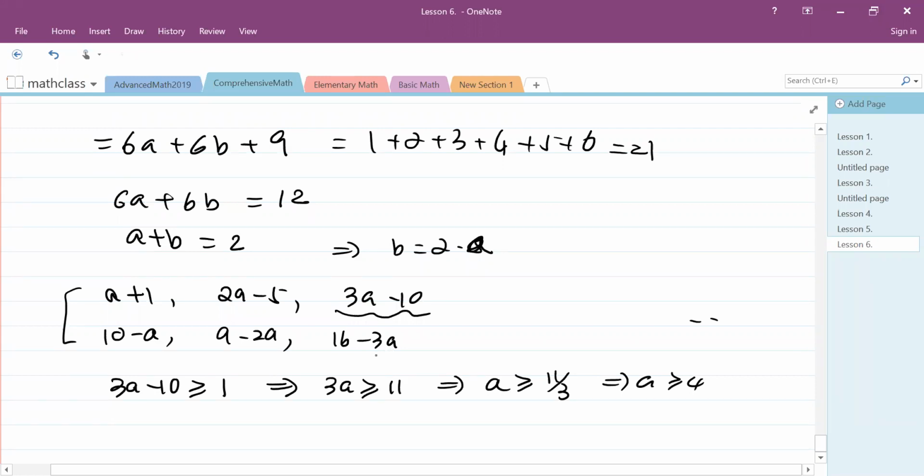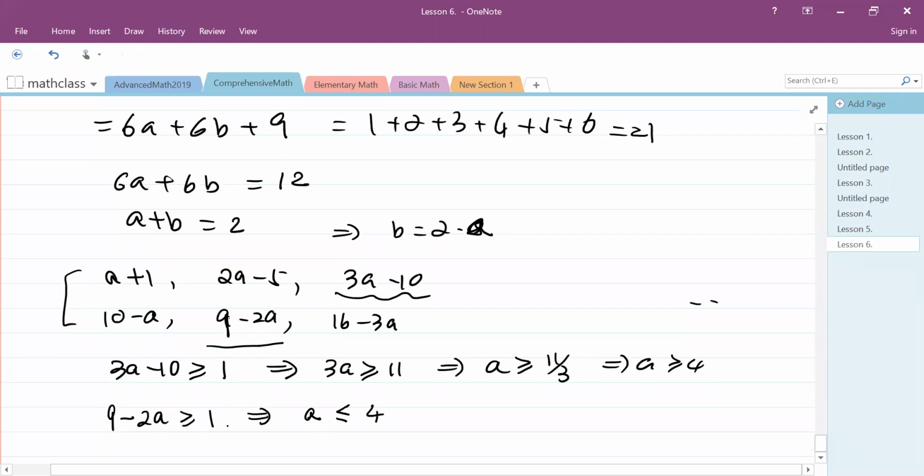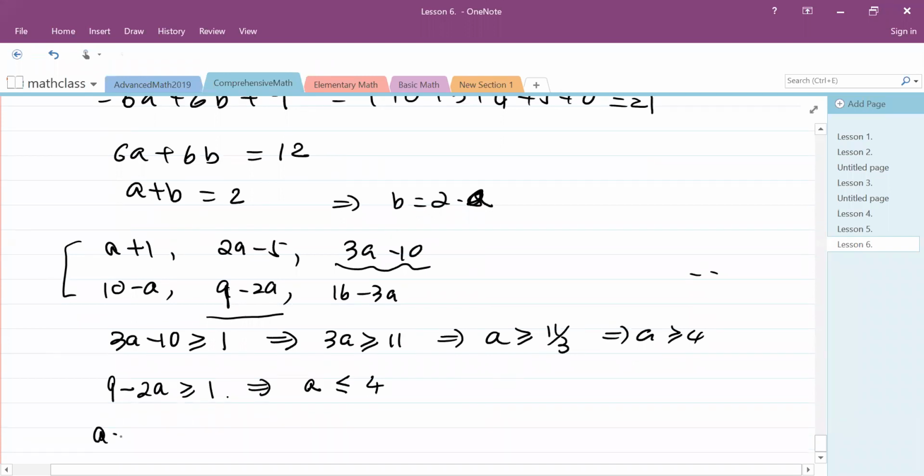But if A is too large, then you have trouble, because if A is 5, right? Then you have this problem. Just quickly determine, right? If A is 5, 9 minus 2 times 5 is already negative. So the only choice is 9 minus 2A should also be greater than or equal to 1. So that implies A is less than or equal to 4. So there's no choice. So A should be equal to 4.